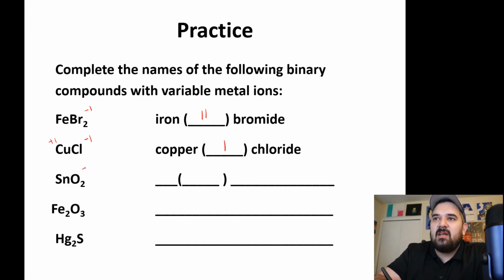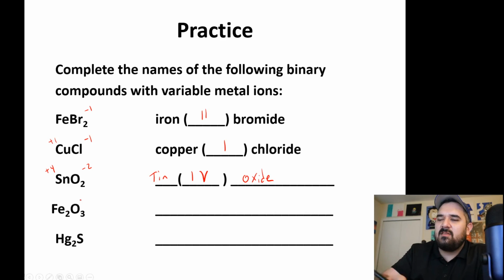Here we have oxygen. Oxygen is -2. We have 2 of them, which means our tin has a +4 charge. So tin, and then 4 is going to be IV, and then oxide. Iron 2 and then oxygen 3. So it's already given it to us, so all we got to do is iron 2 oxide. Hg is mercury.